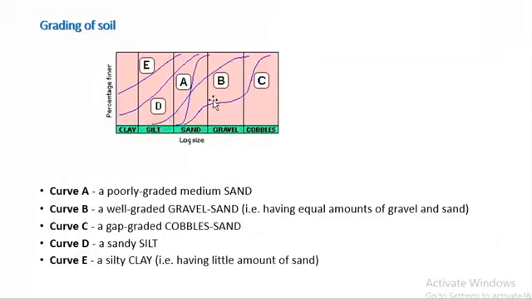C, it passes sand, gravel and cobbles, so it's gap graded cobble sand. It passes sand and cobble, but there is a gap. Curve D, as you can see, is sandy silt, meaning it passes a little amount of sand and most amount of silt, complete silt and a little amount of sand, so sandy silt, like this.